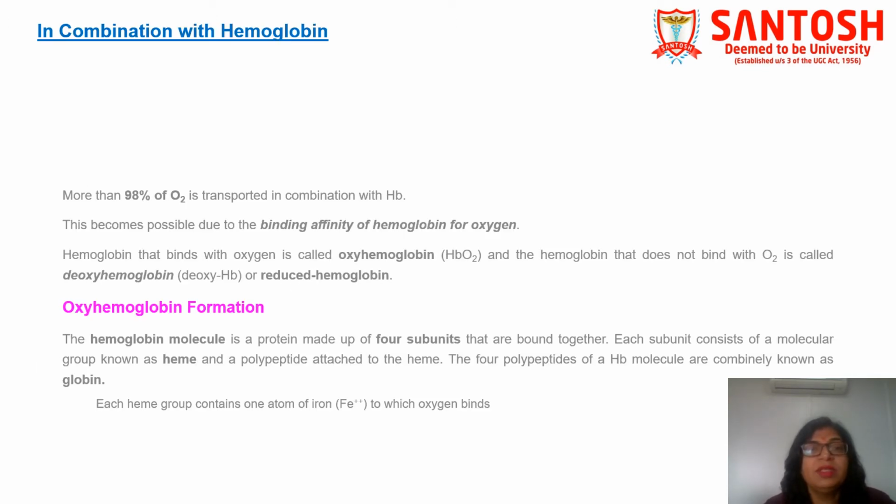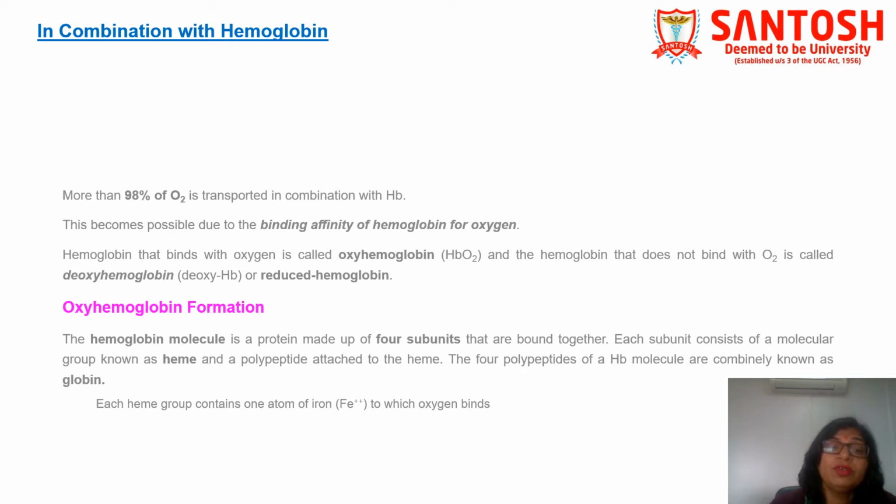In combination with hemoglobin, how much is transported? We will see that more than 98% of oxygen is transported in combination with hemoglobin. This becomes possible due to the binding affinity of hemoglobin for oxygen. Hemoglobin that binds with oxygen is called oxyhemoglobin, and hemoglobin that does not bind with oxygen is called deoxyhemoglobin or reduced hemoglobin. So how is oxyhemoglobin formed?